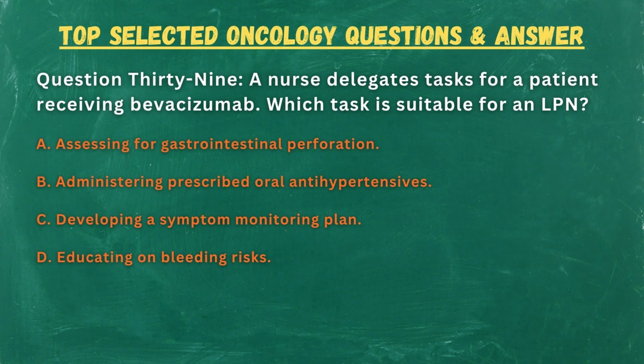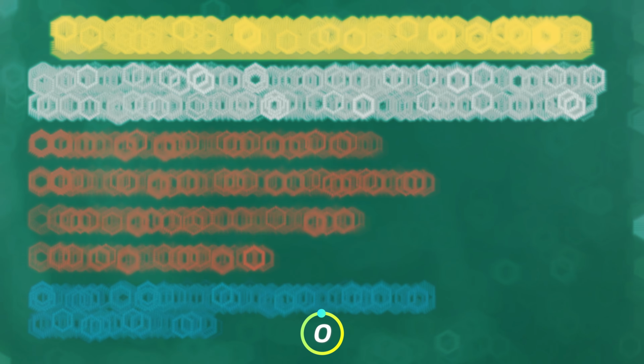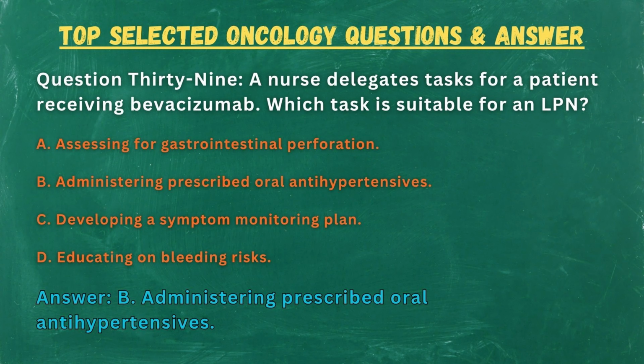Question 39. A nurse delegates tasks for a patient receiving bevacizumab. Which task is suitable for an LPN? A. Assessing for gastrointestinal perforation. B. Administering prescribed oral antihypertensives. C. Developing a symptom monitoring plan. D. Educating on bleeding risks. Answer: B. Administering prescribed oral antihypertensives.